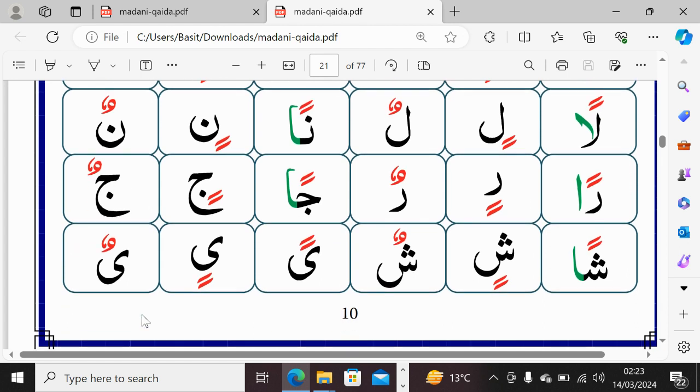And now the lesson number 5 is completed. If you have any questions or queries regarding this lesson, you can ask, and inshallah I will give you a positive response.